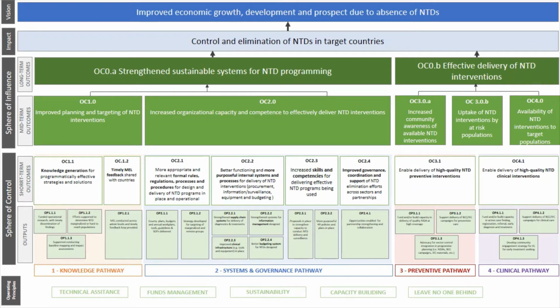Now all the activities and outputs are categorized into 4 pathways of change, which are shown at the bottom. The first one is the knowledge pathway. So this is all our evidence generating exercises, including the disease-specific assessments, but also research projects. In the middle, there's a big piece of the system and governance pathway, which is all the health system strengthening support which we provide through Ascent. And then on the right-hand side, you will see the preventive pathway, mostly being our BCC activities and MDA. And finally, the fourth pathway, which is the clinical pathway, which entails all the MNDP activities in clinical care.